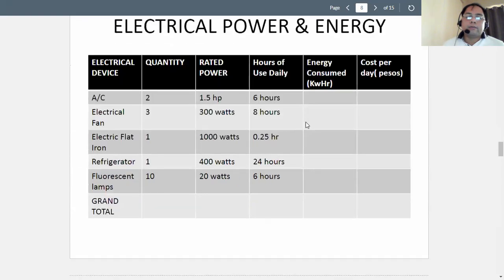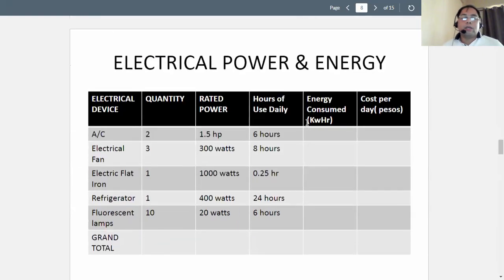Now let us say that we have this given set of equipment, and from here we will determine the energy consumed by each of these appliances. Some of them have only one appliance, but in the other components or loads, there are 3, 4, maybe 2.